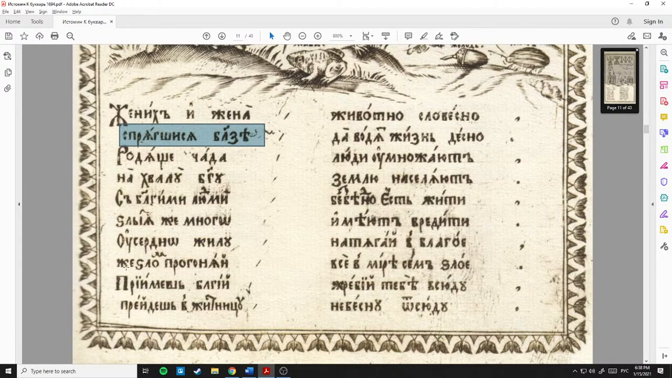So, blagoje. And then, že zlom praganjaj. Zlom, zlo, right? So this is evil. Praganjac would be to chase away or remove. Remove evil. Все в мире, everything in the world, seven evils. So this references the seven deadly sins, I think. So you have lust, gluttony, greed, sloth, wrath, envy, and pride. So you have to get rid of the evils, and there are seven of them, right? And then you have blagi. So you accept, I think.